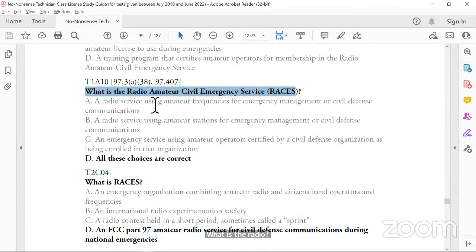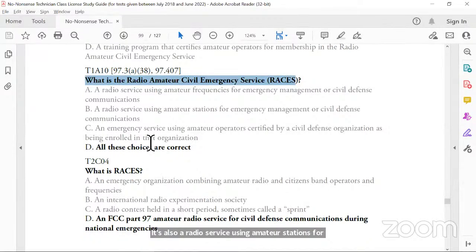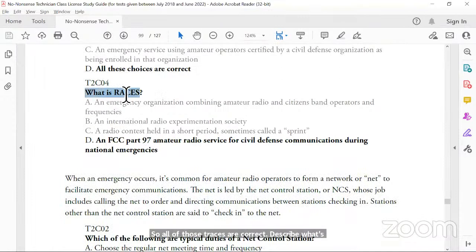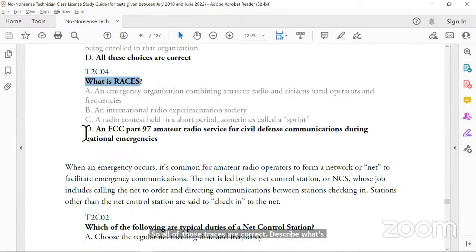Well, it's a radio service using amateur frequencies for emergency management or civil defense communications. It's also a radio service using amateur stations for emergency management or civil defense communications. And it is also an emergency service using amateur operators certified by a civil defense organization as being enrolled in that organization. So all of those choices are correct. Another question on RACES. What is RACES? It's an FCC Part 97 amateur radio service for civil defense communications during national emergencies.